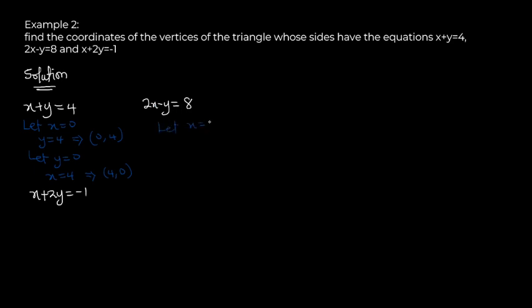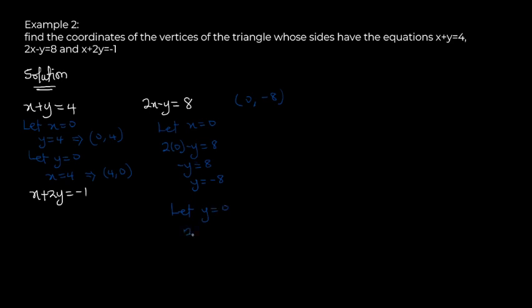Let x be equal to 0. If we do that, we are going to have 2 into bracket 0 minus y is equal to 8. Therefore, we have minus y is equal to 8, and therefore y equals negative 8. This therefore means that the first point we have over here will be x, which is 0, and then y, which is negative 8. And for the second point we say let y be equal to 0.